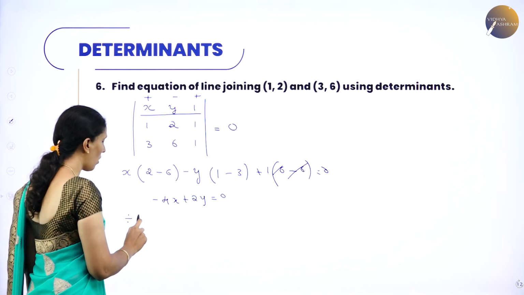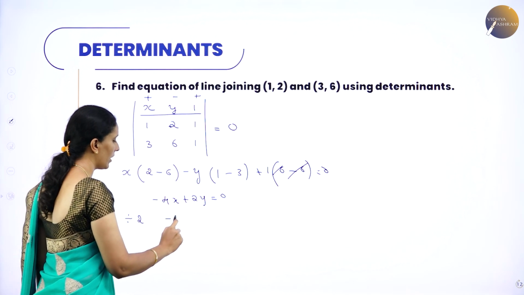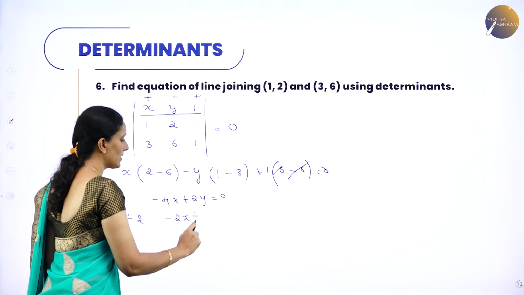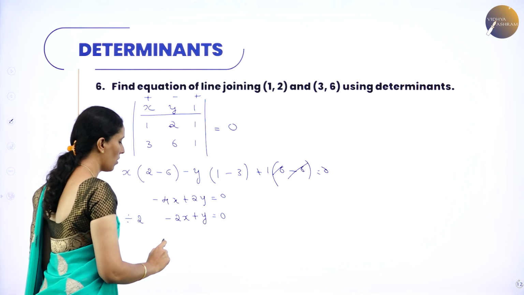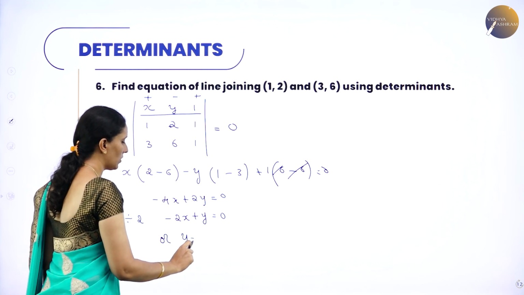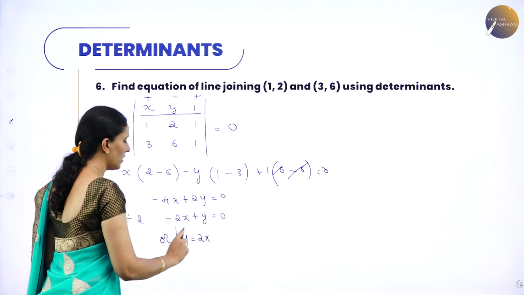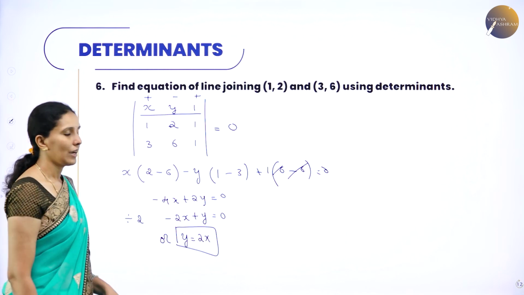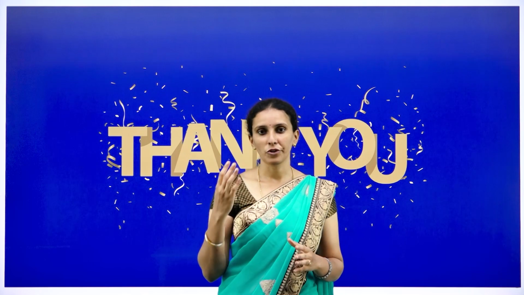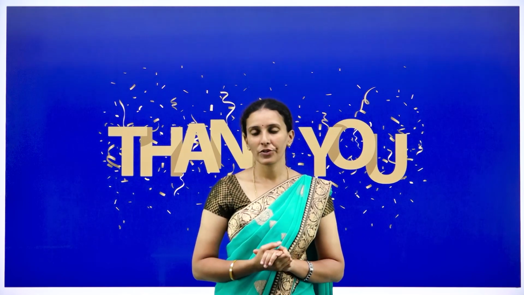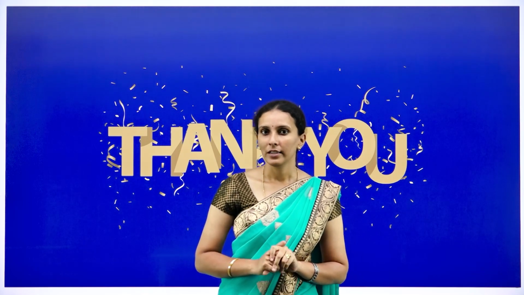Dividing throughout the equation by 2, we get minus 2x plus y is equal to 0, or y is equal to 2x. So this is the equation of the straight line required. So this is one of the applications of the determinant, that is, to find the equation of a straight line or the area of a triangle with the help of determinants.